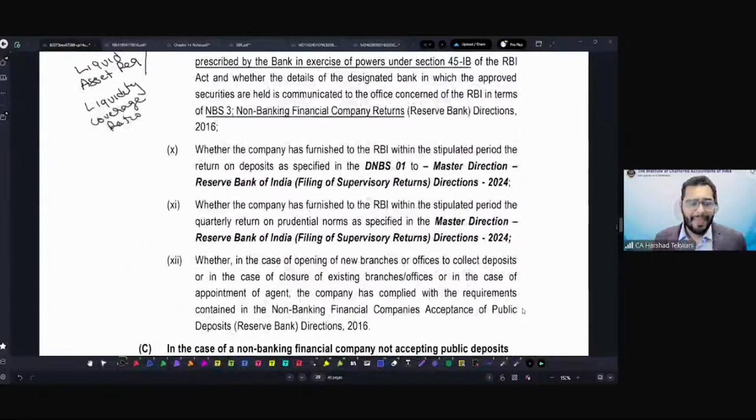Okay, then there are other requirements, basically whether the DNBS 01 was deposited or being filed with the RBI or not. Whether the NBFC has submitted all their quarterly returns to the Reserve Bank or not. So these are with respect to the return filing requirements, whether return filing is done or not.